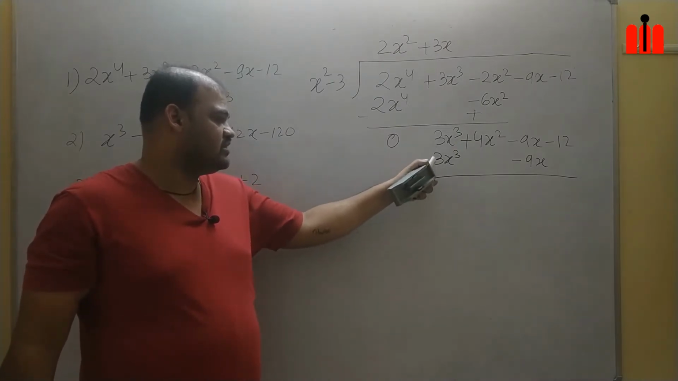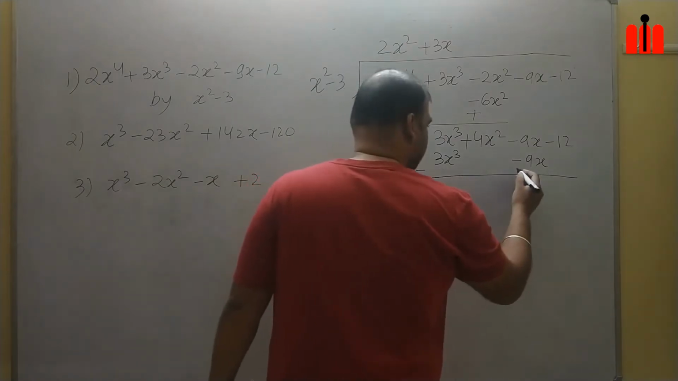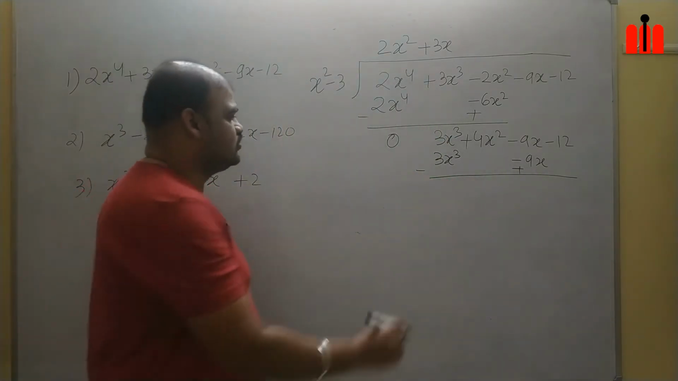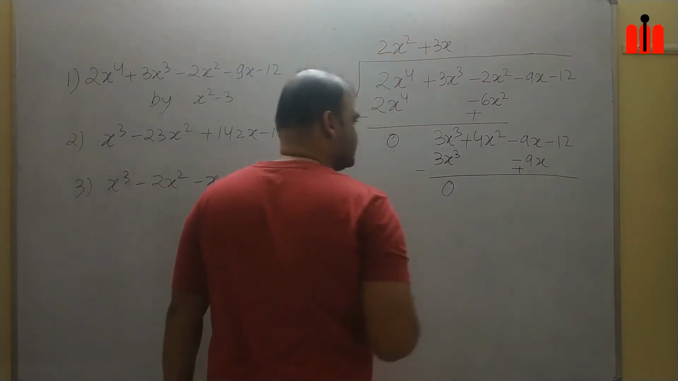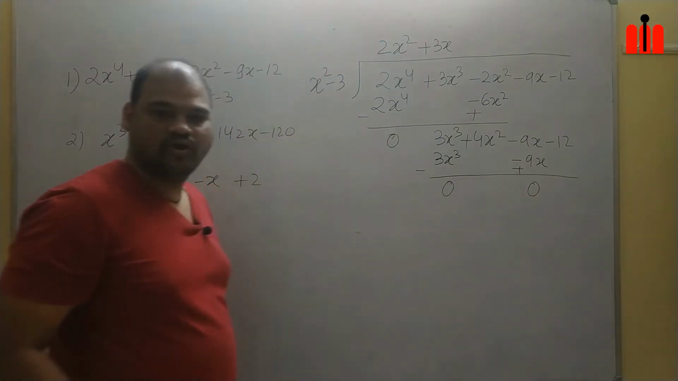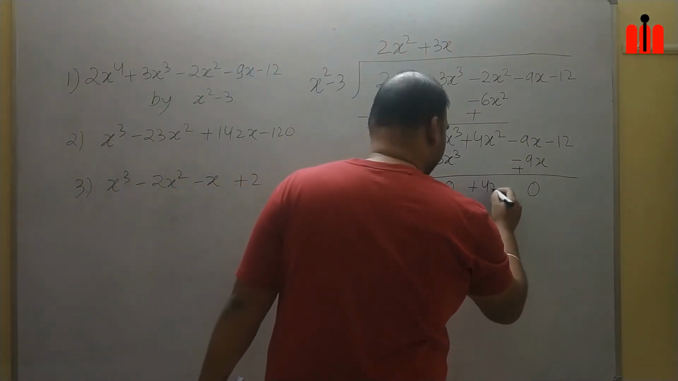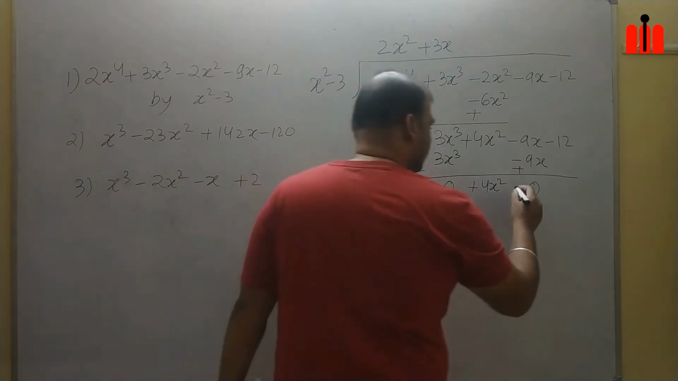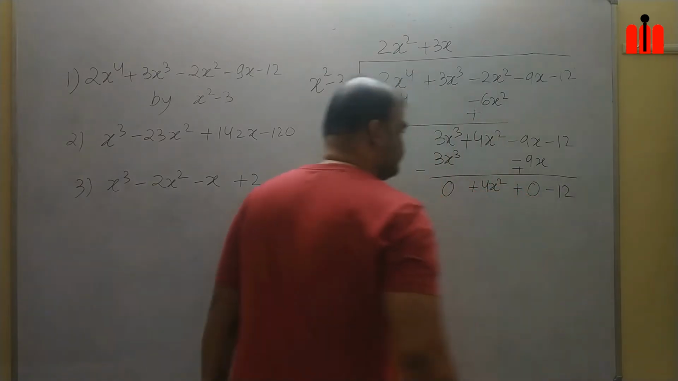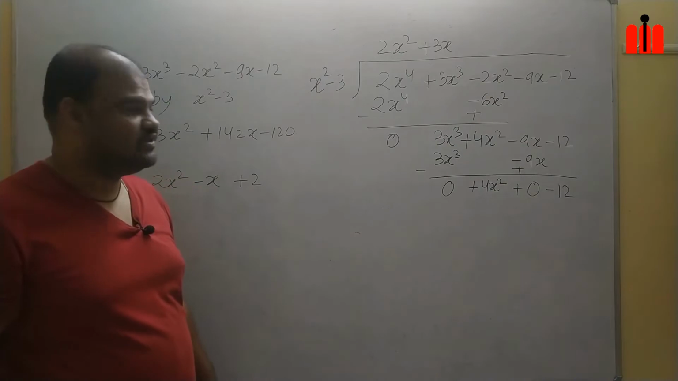So it will be 3x cube minus 3x cube. We are subtracting here, so minus becomes plus. 3x cube minus 3x cube will be 0, and minus 9x plus 9x will be 0. So what will we be left with? We will be left with 4x square and minus 12. So 4x square minus 12 is what we are left with.